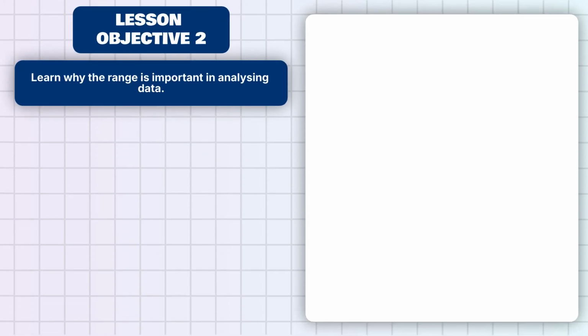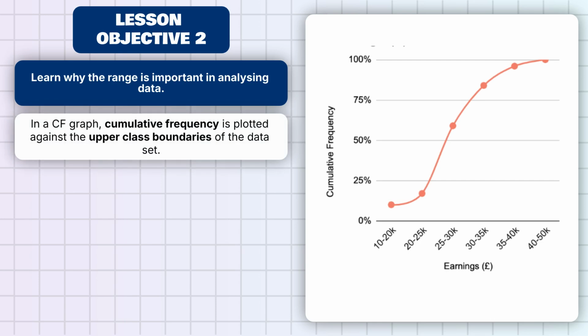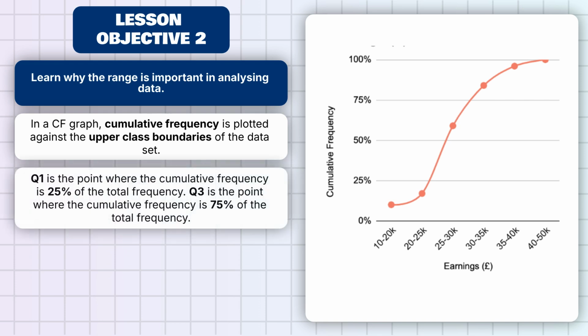We can also use a cumulative frequency, or CF, graph to find these quartiles visually. In a cumulative frequency graph, the cumulative frequency is plotted against the upper class boundaries of the dataset. To find Q1, locate the point where the cumulative frequency is 25% of the total frequency. Then, to find Q3, locate the point where the cumulative frequency is 75% of the total frequency.